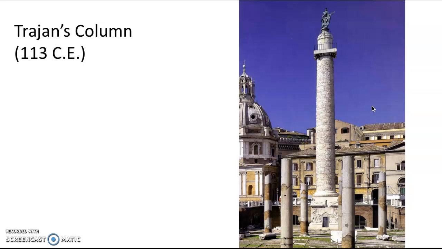Initially, it was topped by a statue of Trajan, but this disappeared sometime in the Middle Ages. It is now topped by a statue of Pope Sixtus V, which was installed in 1587. The exterior features a spiraling relief sculpture that depicts the narrative of Rome defeating the Dacians. It is unknown how this relief would have been viewed by Romans at the time, but it is suspected that they may have viewed it from one of the 2 libraries that used to flank the column on either side.